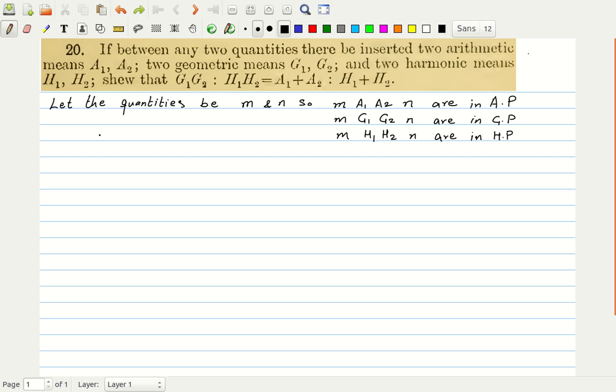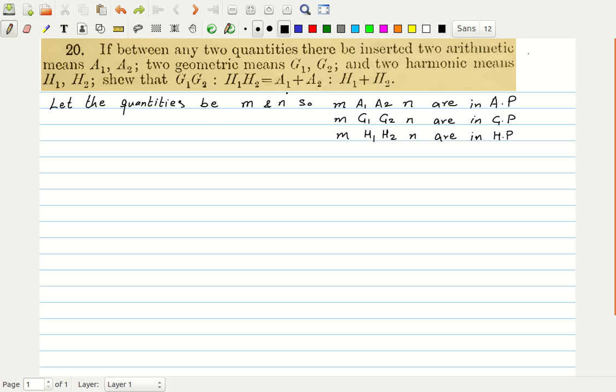If between any two quantities there be inserted two arithmetic means a1, a2, two geometric means g1, g2, and two harmonic means h1, h2, show that g1 g2 is to h1 h2 is equal to a1 plus a2 is to h1 plus h2. So let us suppose that those two quantities are m and n.